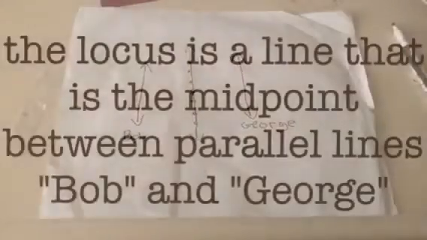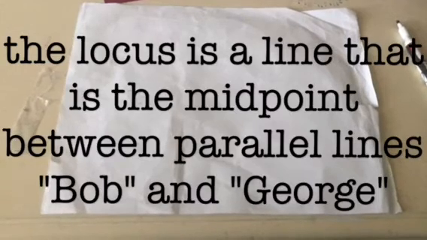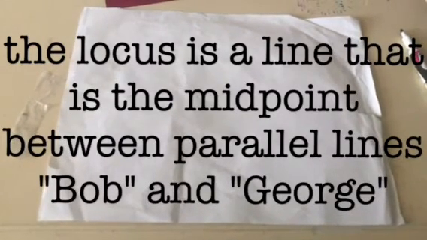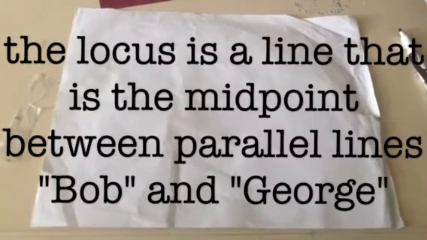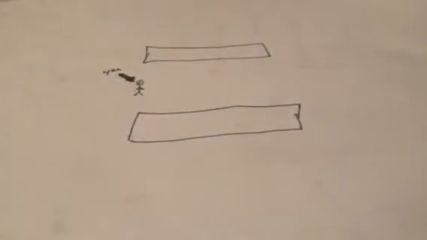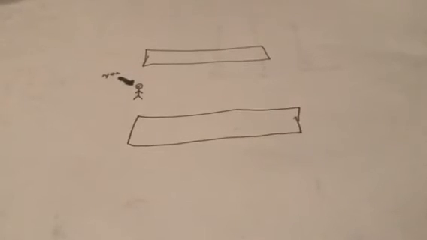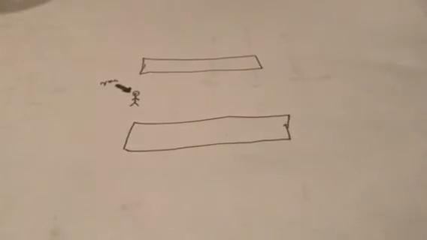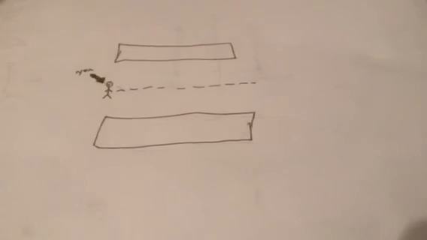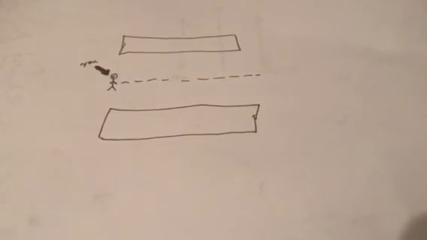As we all know, that makes a straight line, so your answer will be the locus is a line that is the midpoint between parallel lines Bob and George. One visual example would be if you were running or taking a brisk stroll, which is the more realistic term, in between 2 buildings. Which means if you are equidistant between the 2 parallel buildings, your path would be a straight line, right on the midpoint between the 2 buildings.